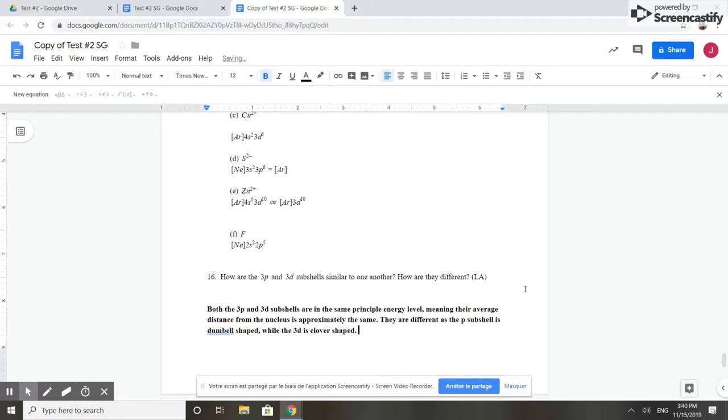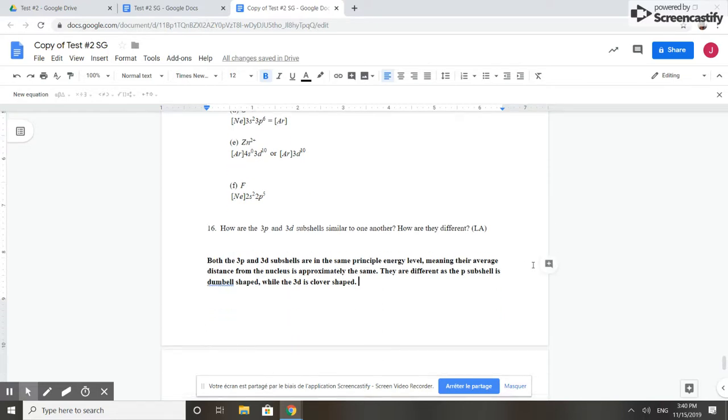You could also talk about how the fact that the p subshell has 3 orbitals versus D that has 5. You could talk about the fact that p has up to 6 electrons, where D could have up to 10. Your answers might vary here, so long as you get something down.